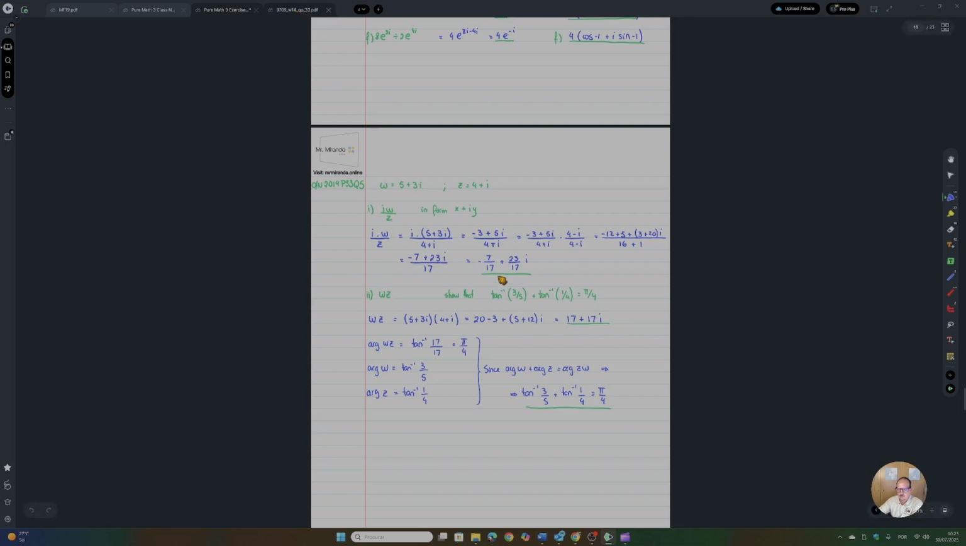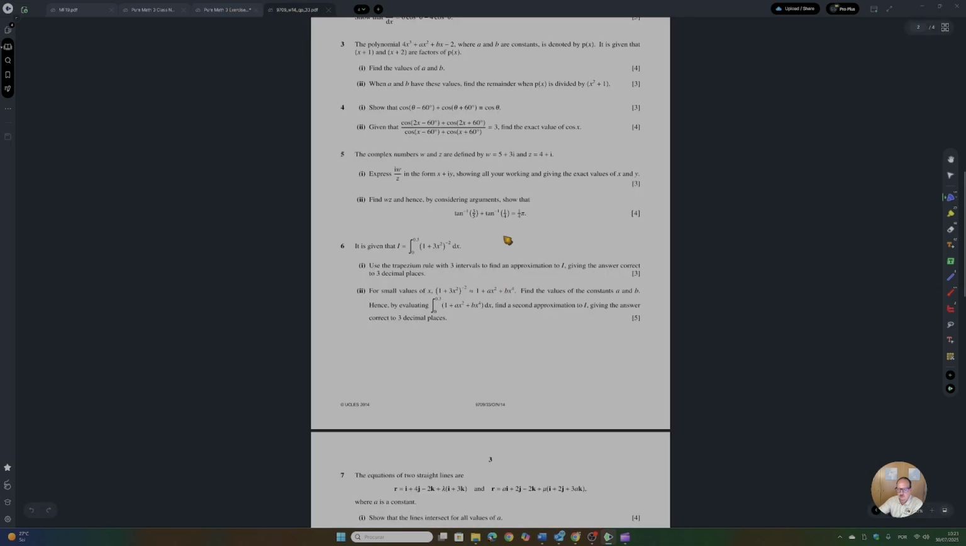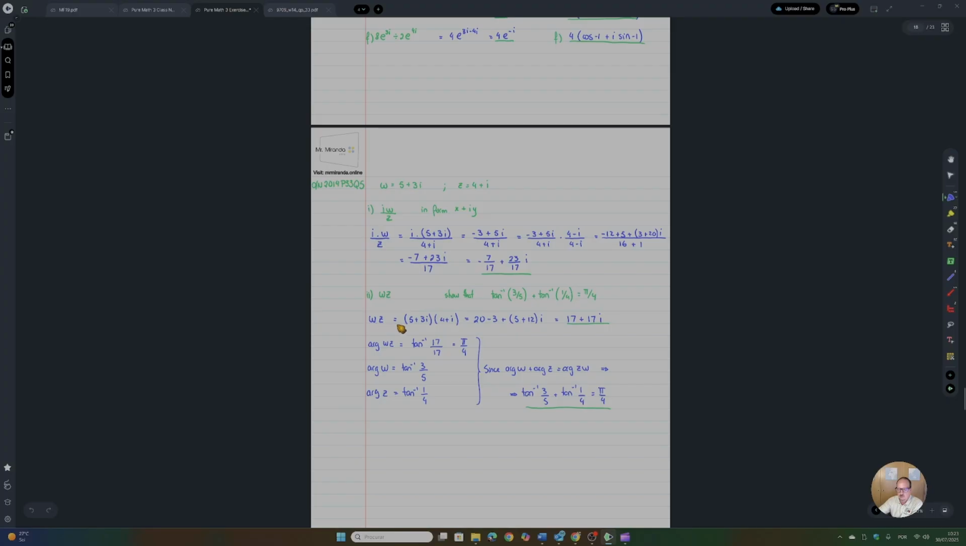Let's now go to the second question, which is the one that matters to the topic in question. Find wz, and hence, by considering arguments, show that tan^-1 of 3/5 plus tan^-1 of 1/4 equals pi over 4. Let's just calculate wz first. Okay, so it is just this.